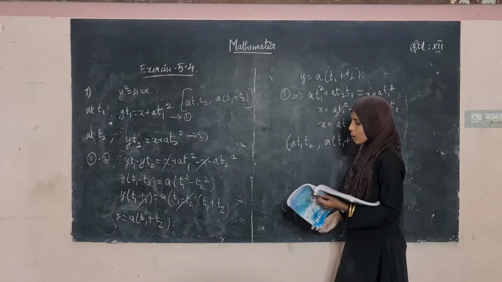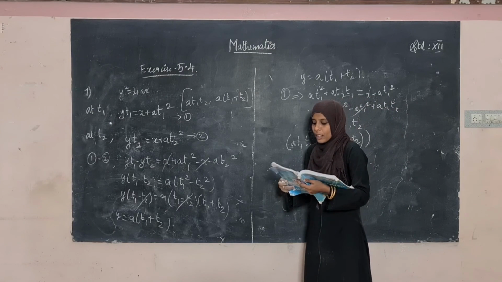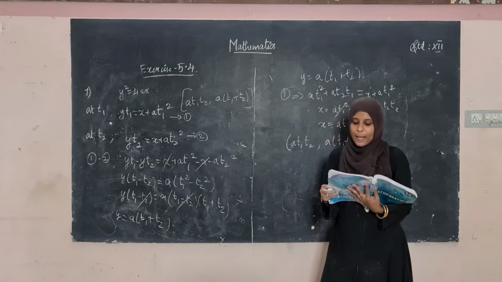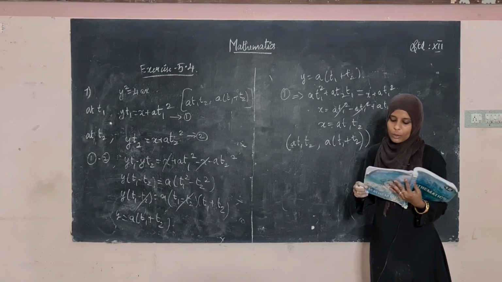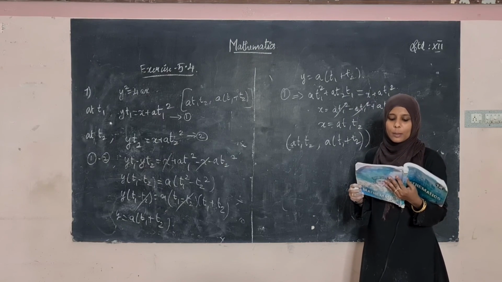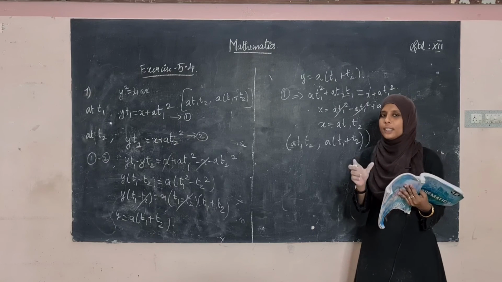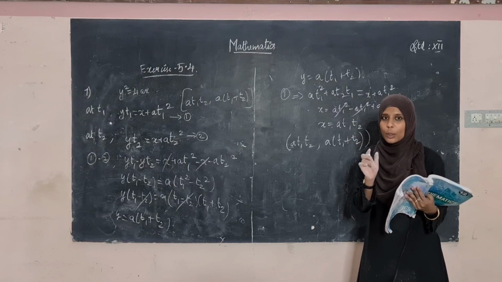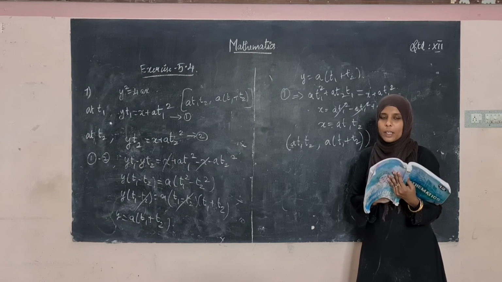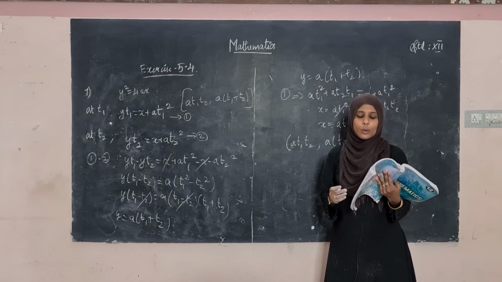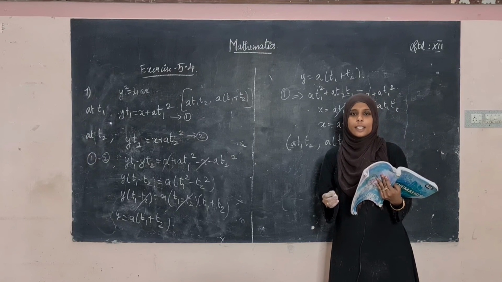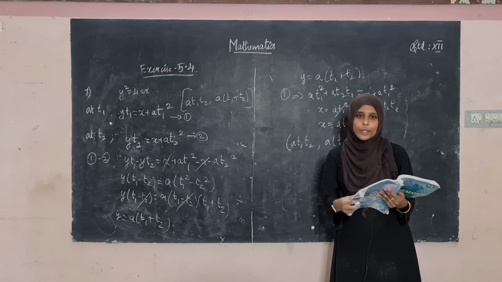Okay, so see the 8th sum. If the normal at the point T1 on the parabola y square is equal to 4ax meets the parabola again at the point T2. So first, the normal equation at T1. So what's the equation of normal? Y plus xt is equal to 2at plus a t cube. Okay, so it's the equation of normal.